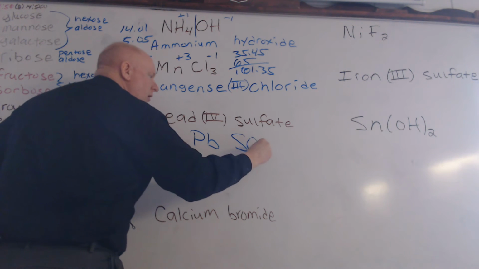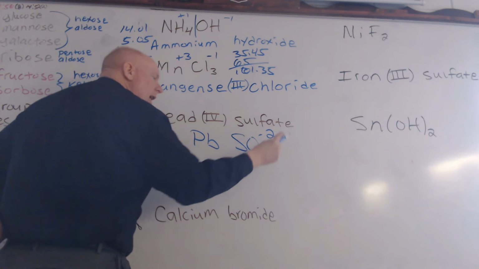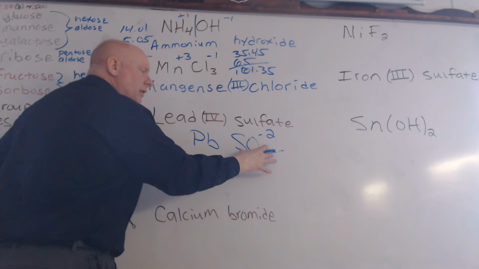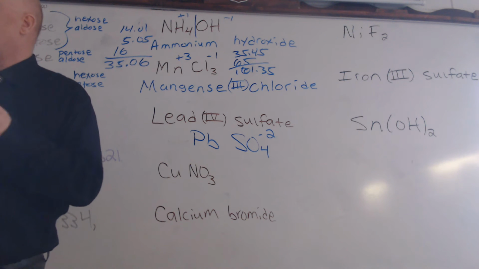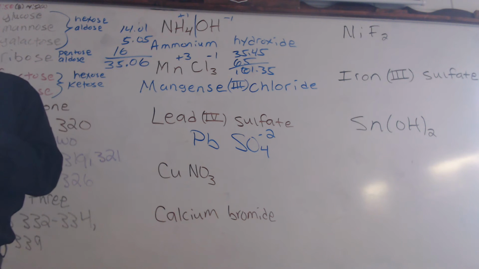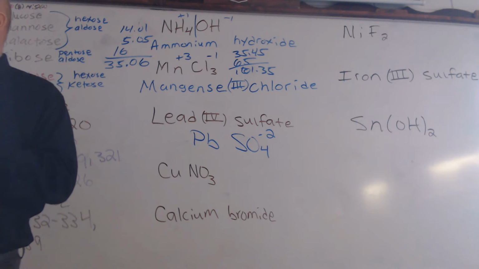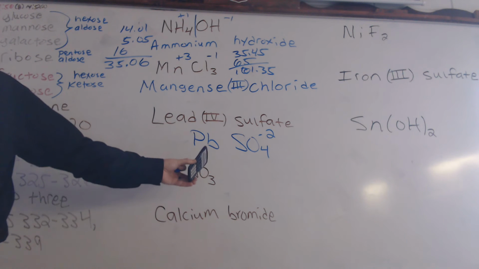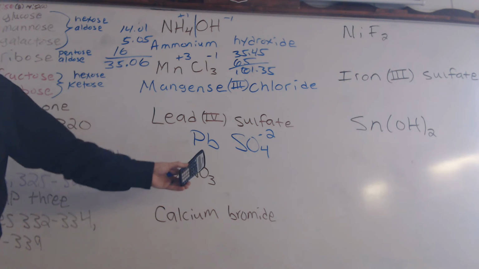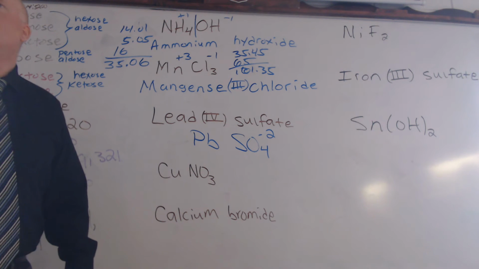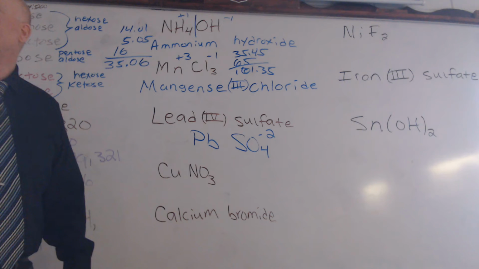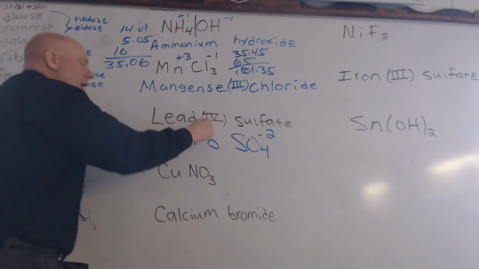SO4 has a charge of -2. Just one SO4 ion has a charge of -2. What different types of charges can lead have? 2 and 4. So do you have to guess which one we're using? No. How do we know which one? The Roman numeral right here, +4.